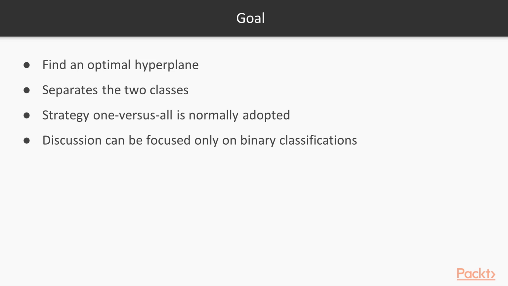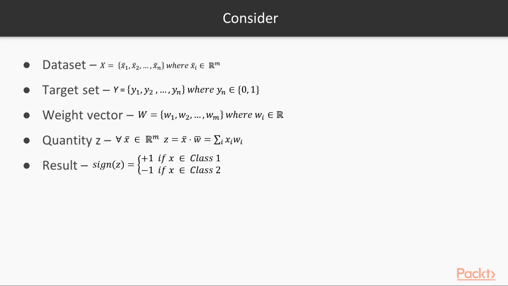In multi-class problems, the strategy one versus all is normally adopted, so the discussion can be focused only on binary classifications. Suppose we have this dataset. This dataset is associated with a given target set. We can now define a weight vector made of m continuous components. We can also define the quantity z. If x is a variable, z is the value determined by the hyperplane equation.